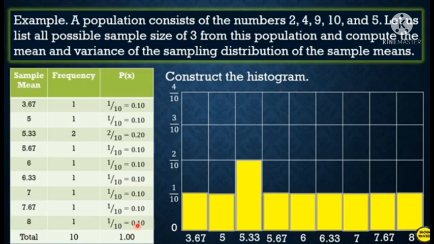So, again, so yan yung 8 steps to compute the mean and variance of the sampling distribution of the sample means.